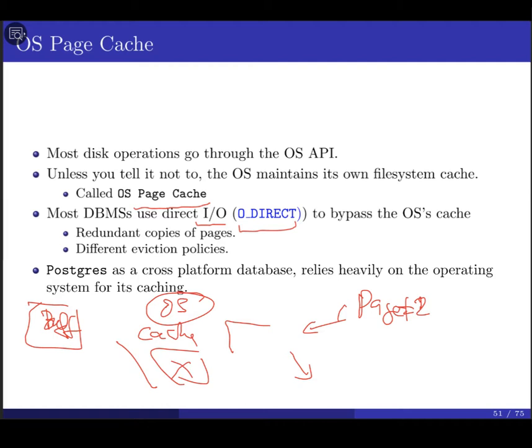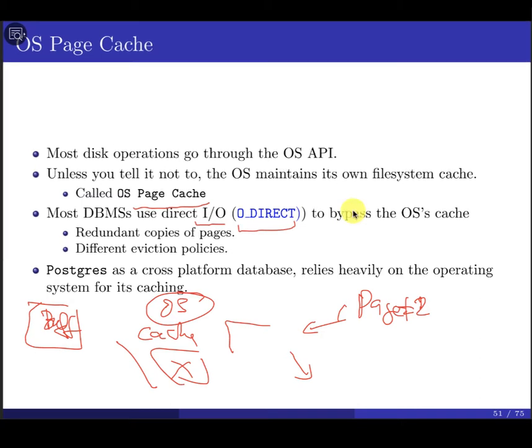Anyway, most database management systems use this direct I/O in order to bypass the operating system cache. Why? Because I'm trying to avoid the redundancy of copies of pages in two locations. And also, if you rely on the operating system and the cache becomes full, it has its own way to find out which page is going to be evicted to free space for the new page fetched from the disk. For the database management system, we know better about the content of the data, so we can have a different or better replacement policy to decide which page gets removed without affecting performance, for example without removing a page that may be more frequently asked for by other queries. Okay?